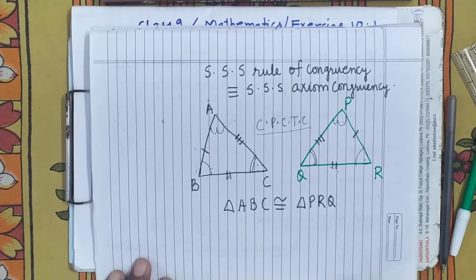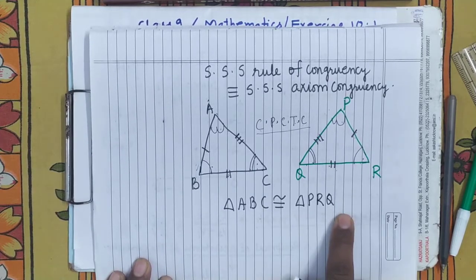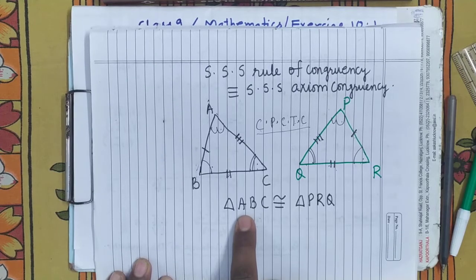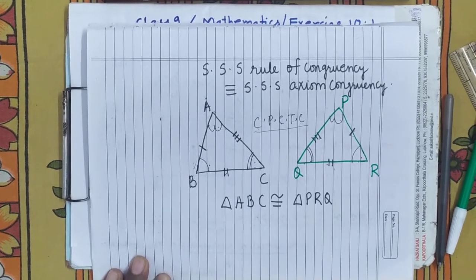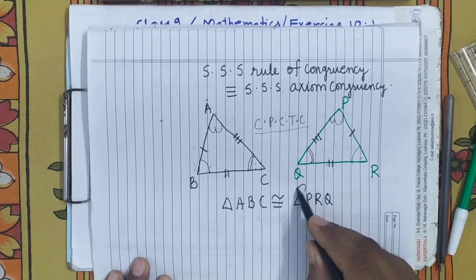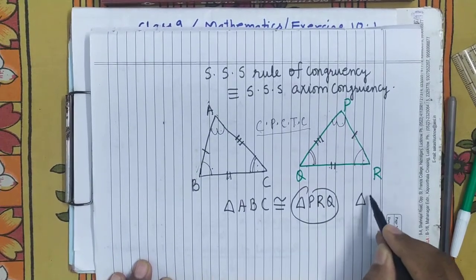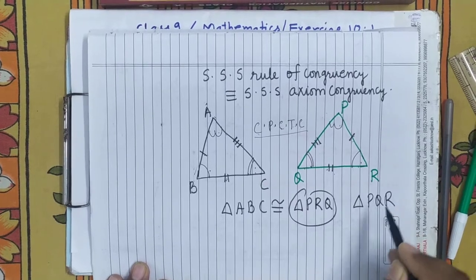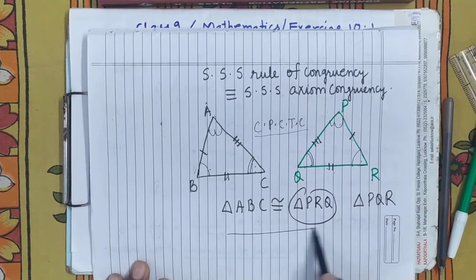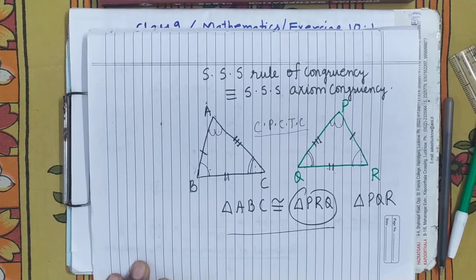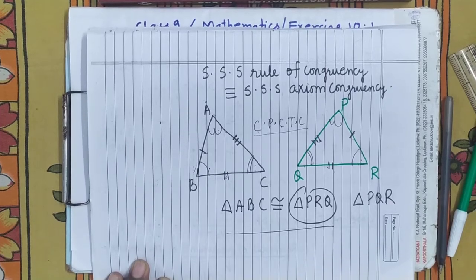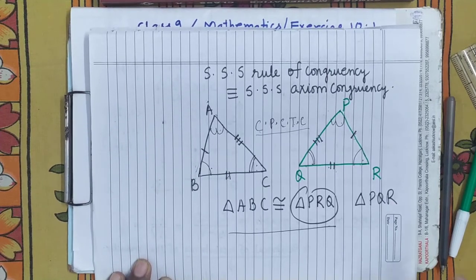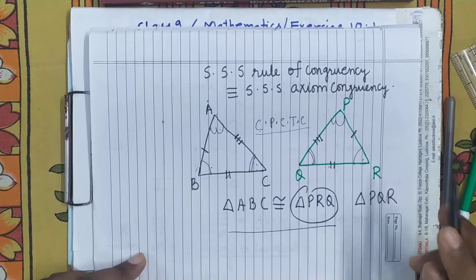You will write the letters in the same order. Here, corresponding to angle A, there is angle P. Corresponding to angle B, there is angle R. Corresponding to angle C, there is angle Q. Though it is also equal to triangle PQR, that you can write, but the standard way of writing is this. Even if you write this congruent to this, that is also correct. So this is the SSS rule of congruency.